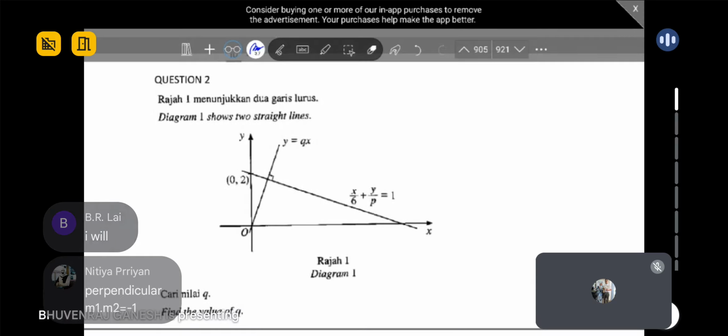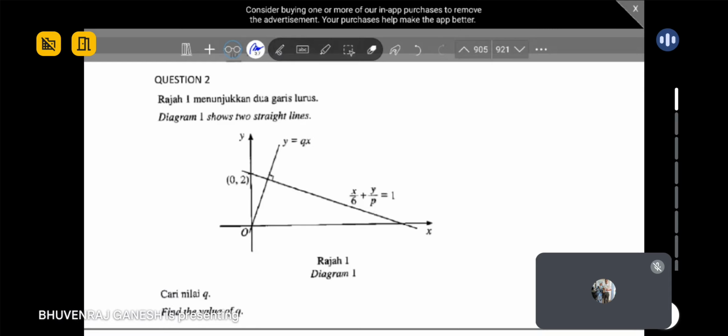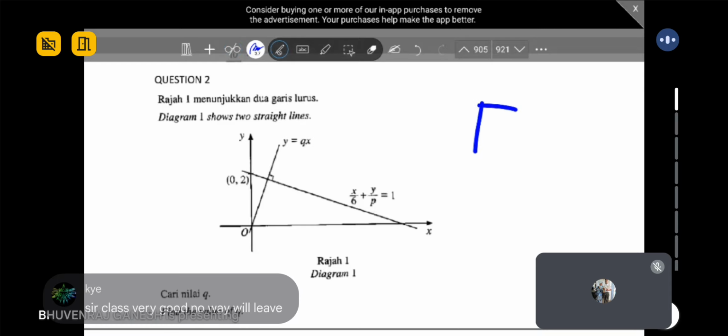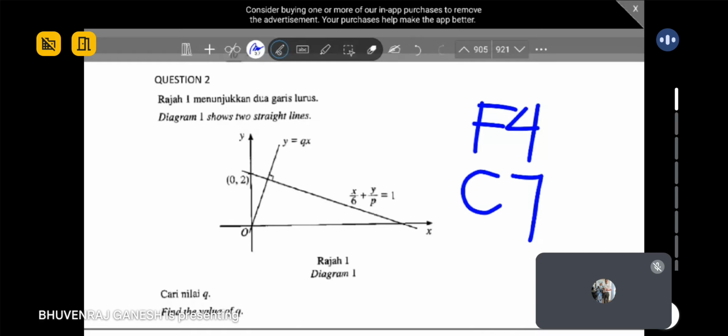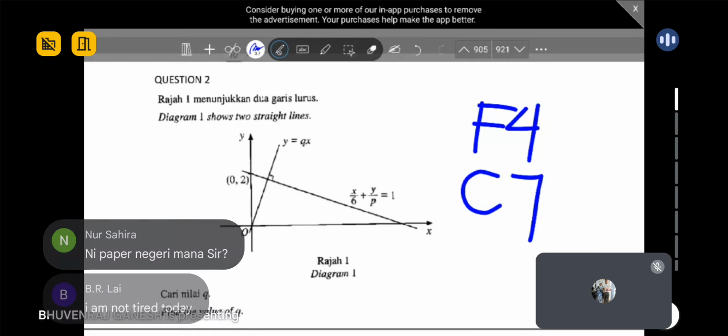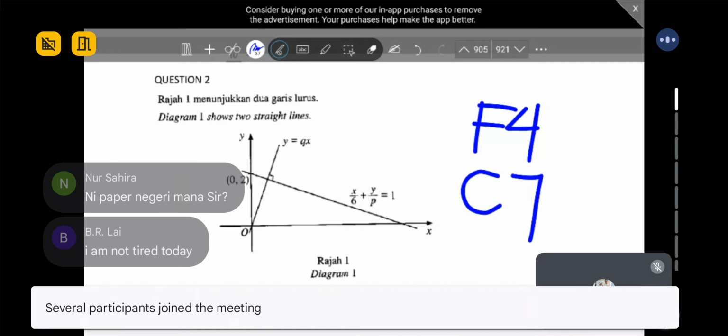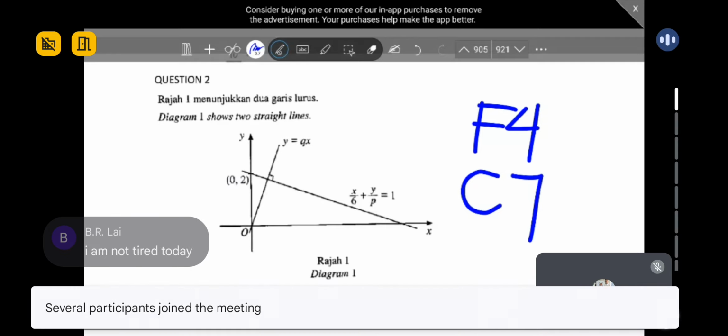Okay, so they ask find the value of Q, guys. Cari nilai Q. So first of all, this is your Form 4 Chapter 7, guys. Form 4 Bab 7. Okay, so they say find the value of Q. So first of all, you must find the gradient of this line.